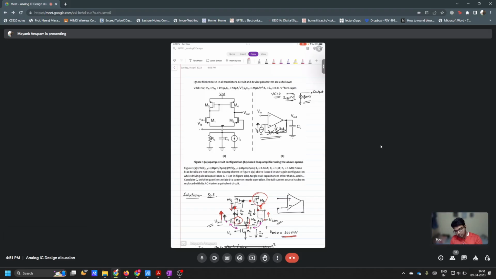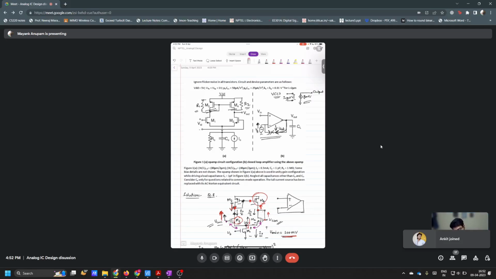Suppose there's no current mirror. Instead, there are two different resistors, R1 and R2, in place of the two load transistors M3 and M4. Does it always have to be I naught by 2, that is, the same current flowing through both branches? If the resistors are different, then the same current cannot flow, provided GDS is not equal to 0. If GDS is equal to 0, then the same current will flow through both of these.